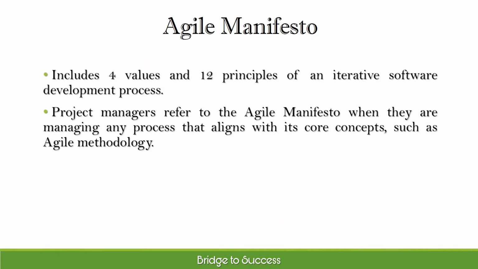The Agile Manifesto includes 4 values and 12 principles of an iterative software development process. In February 2001, 17 software developers met in Utah to discuss lightweight development methods. They published the Manifesto for Agile Software Development, which covered how they found better ways of developing software by doing it and helping others do it. Project managers refer to the Agile Manifesto when they are managing any process that aligns with its core concepts, such as Agile methodology.